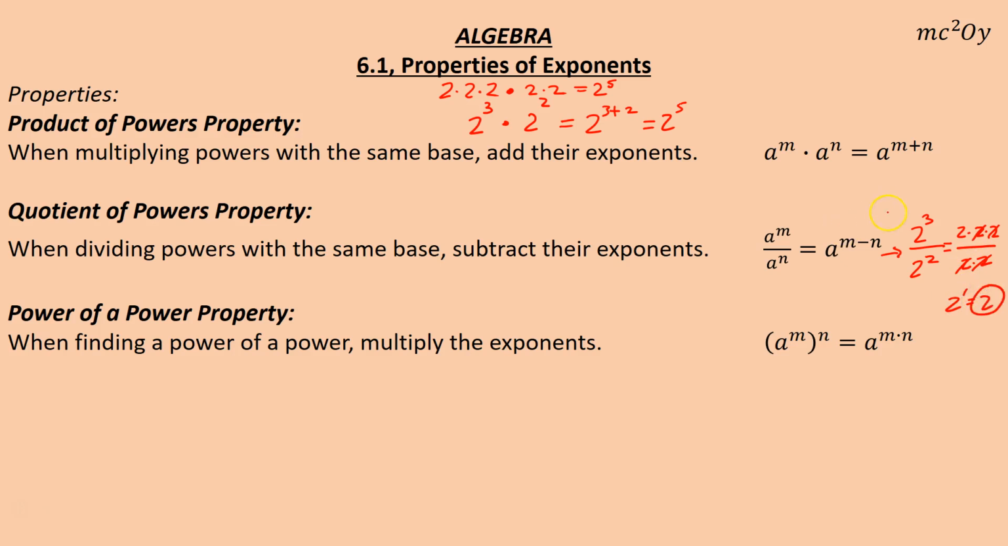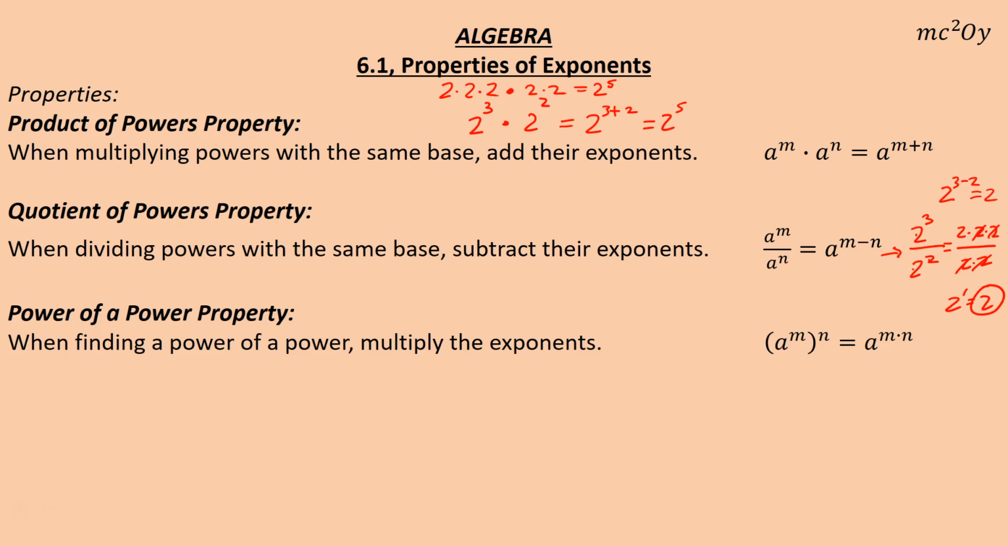The quick way is just to say, let's go 2 to the 3 minus 2. Just subtract those. Subtract the bottom power from the top, as long as the bases are the same. Notice the a's are the same, the 2's are the same. Like if this was 2 to the 3rd and 3 to the 2nd, you couldn't do it because the base, the big number, is different. Okay, that's kind of the shortcut there.